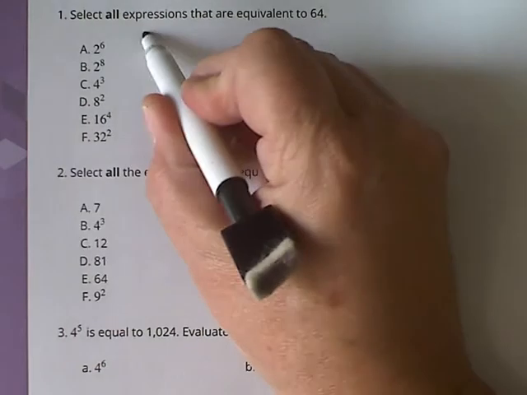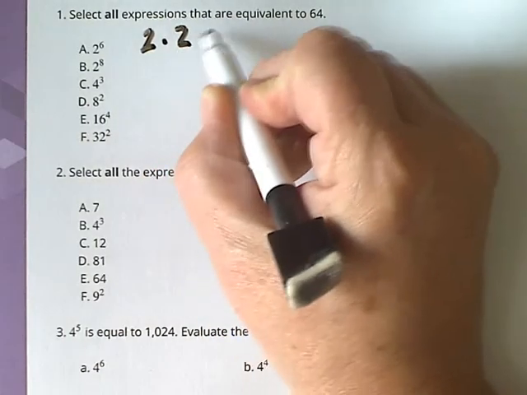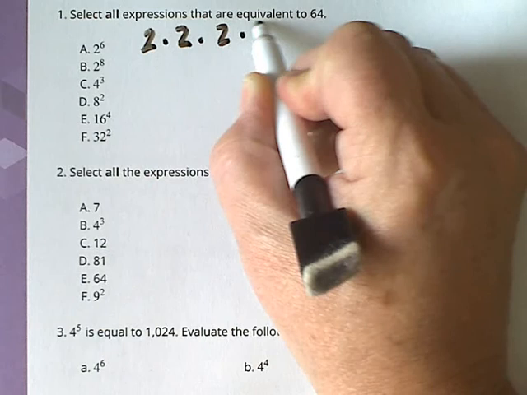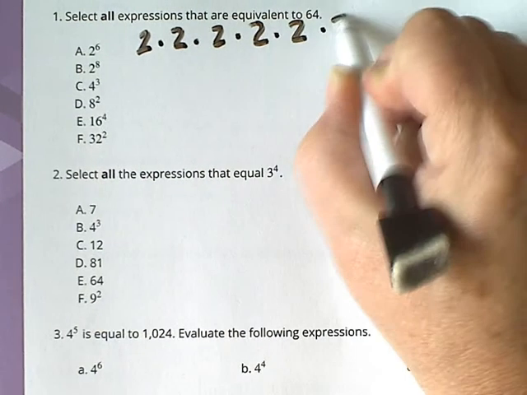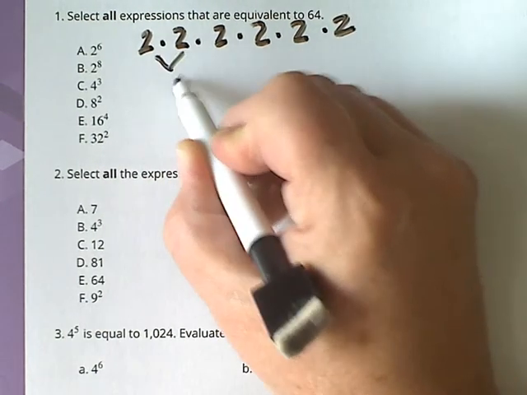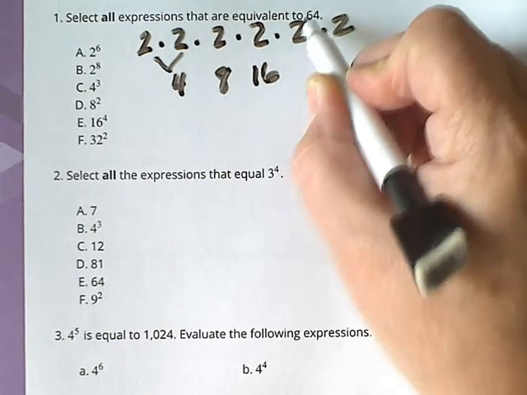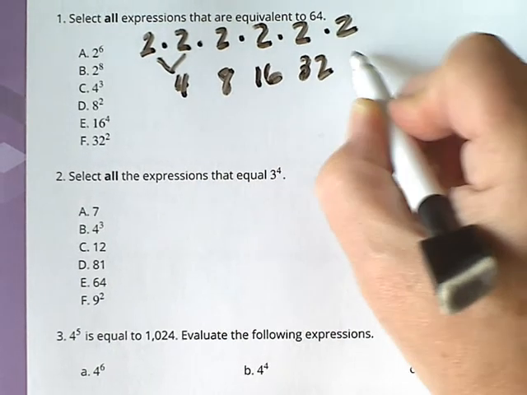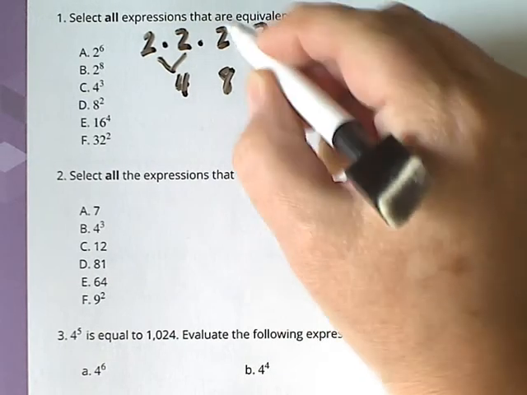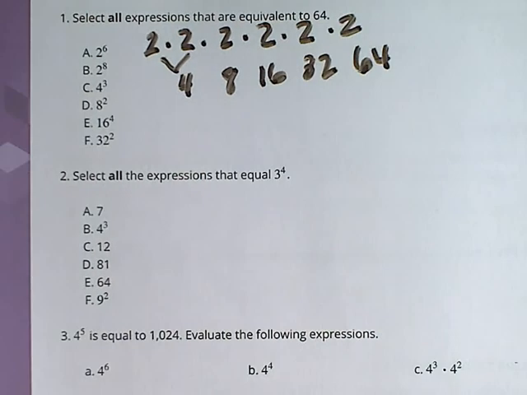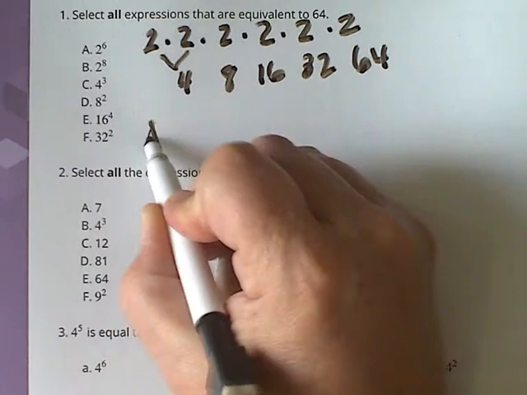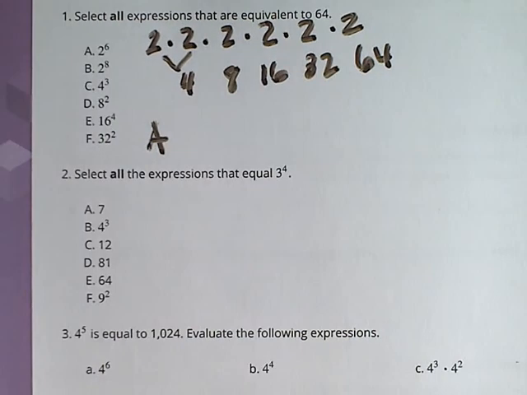So we know that 2 times 2 times 2 times 2 times 2 times 2: 2 times 2 is 4, times 2 is 8, times 2 is 16, times 2 is 32, times 2 is 64. So that is 1, 2, 3, 4, 5, 6 2's. So A is one of the answers. So we know that B can't be.